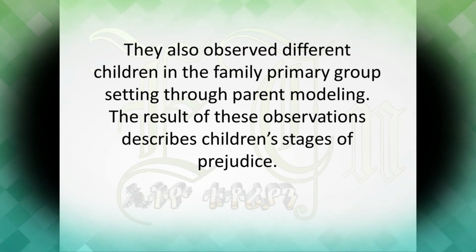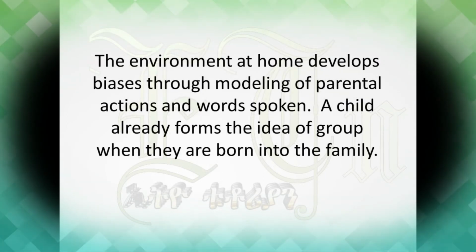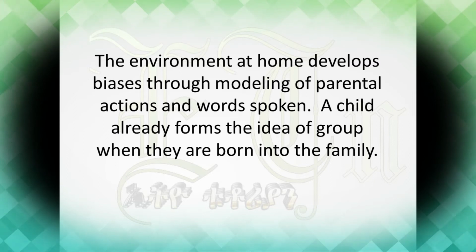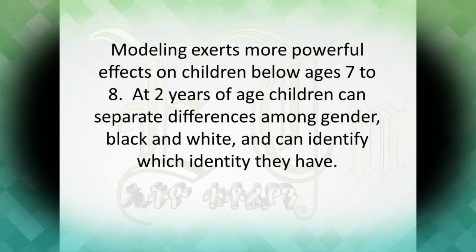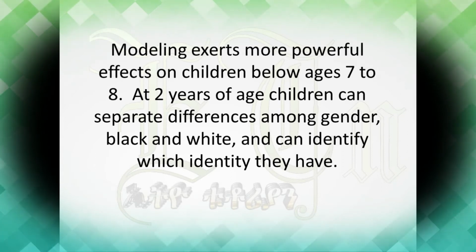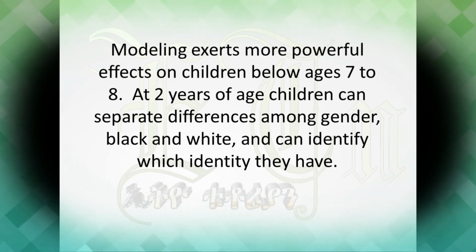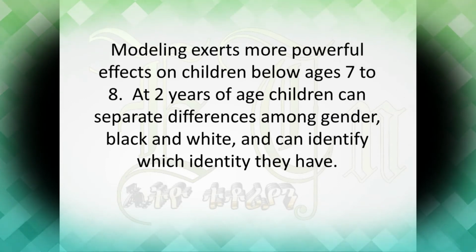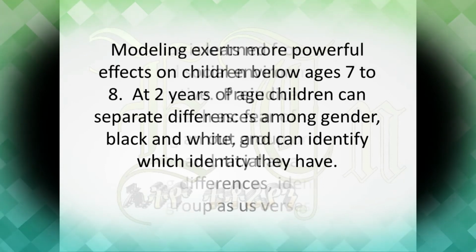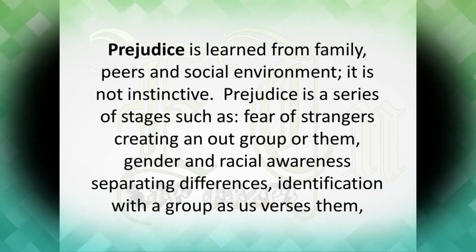The result of these observations describes children's stages of prejudice. The environment at home develops biases through modeling of parental actions and words spoken. A child already forms the idea of group when they are born into the family. Modeling exerts more powerful effects on children below ages 7 to 8. At 2 years of age, children can separate differences among gender, black and white, and can identify which identity they have. Prejudice is learned from family, peers and social environment.